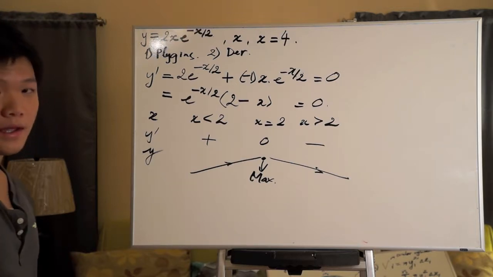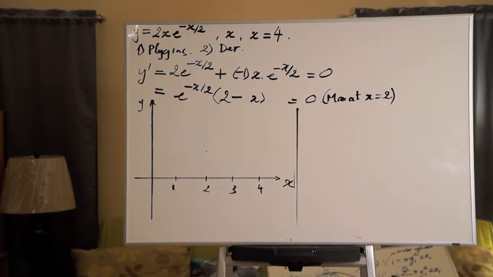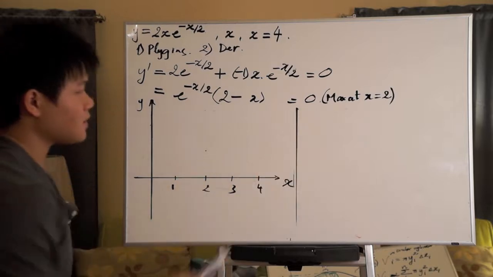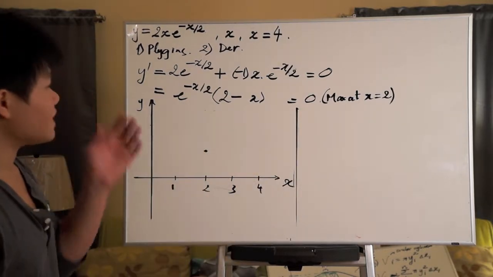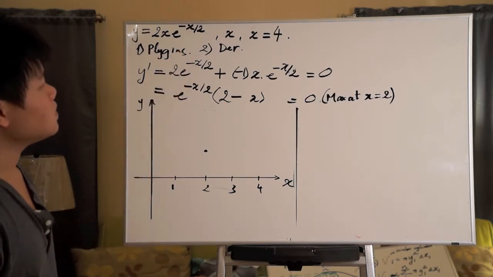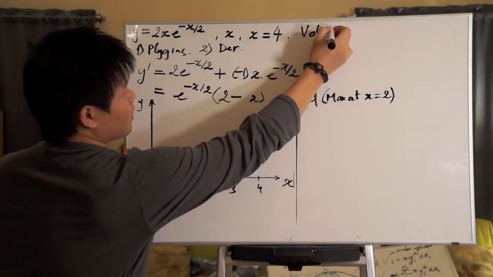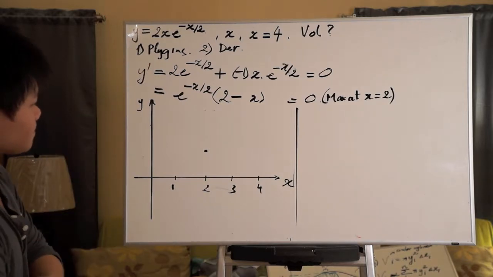Well, let's go ahead and apply this maximum point. So we know that the maximum is at x equal to 2. We can go ahead and plug in points, but the question doesn't ask us to do so. It only asks us to find the volume generated by this region.